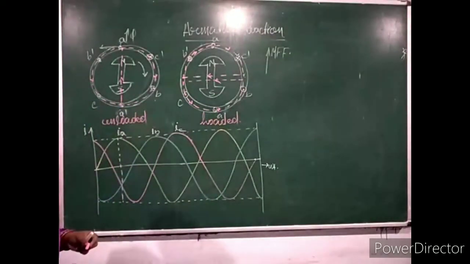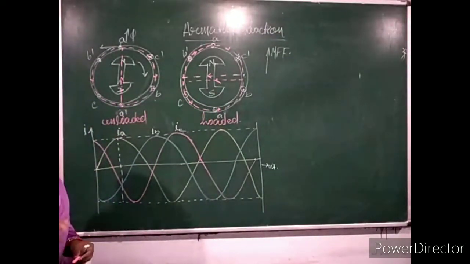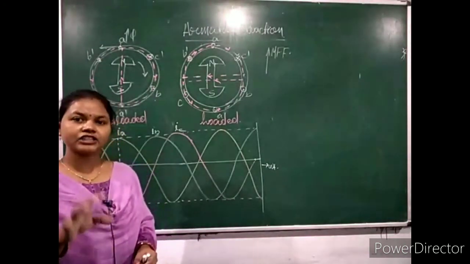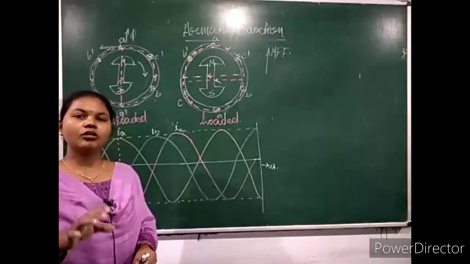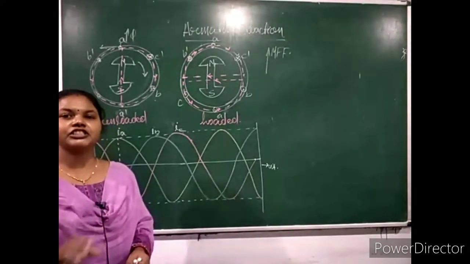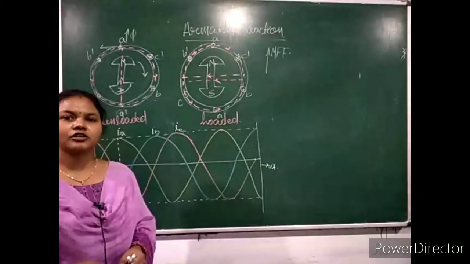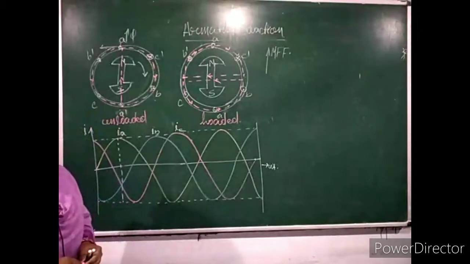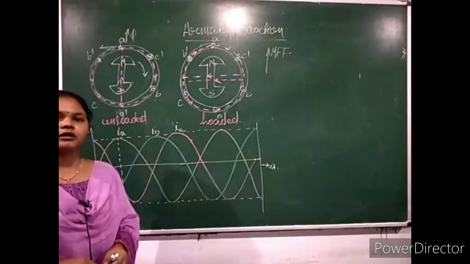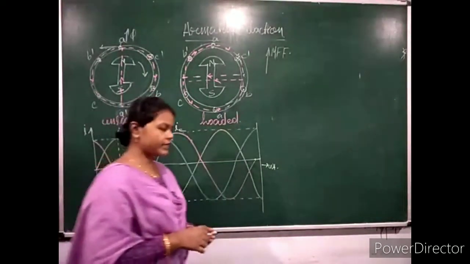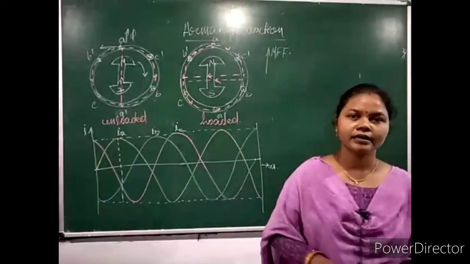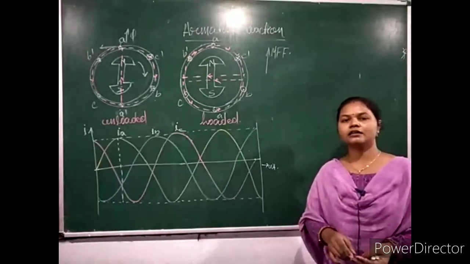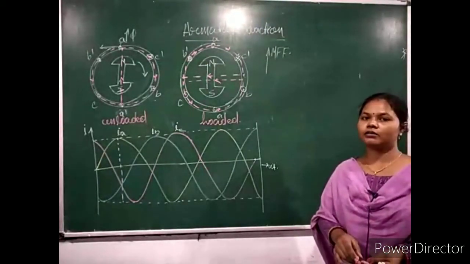Okay. So here we are very clear that in an alternator, the load decides the reaction of armature flux to the main flux. Clear? So here we will discuss three types of load. When the load is unity power factor, second lagging power factor, and third leading power factor.